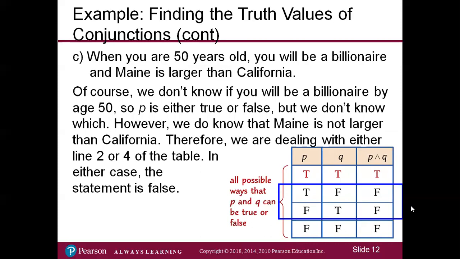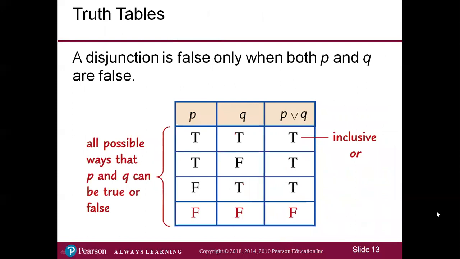It's these two potential rows, which are both false in the last column. A disjunction is false only when both P and Q are false. So a conjunction was true when both components were true. A disjunction is false when both components are false.